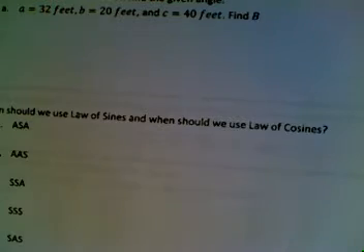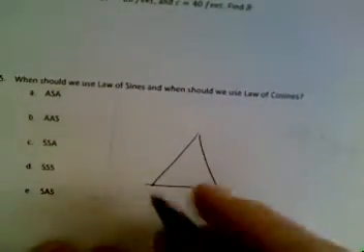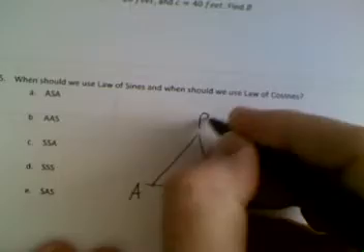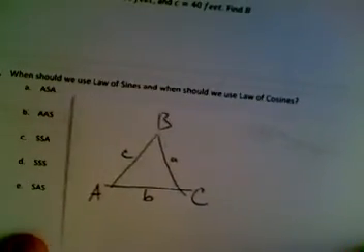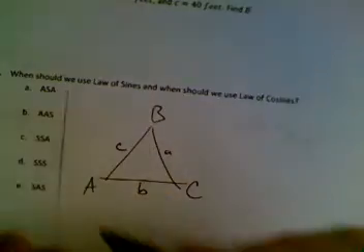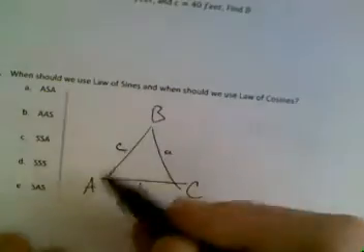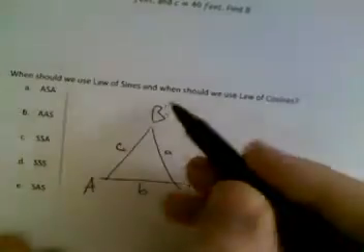We do have the time. I'm going to go ahead and run through number 5. For number 5, it says, when should we use law of sines and when should we use law of cosines? Well, I'm going to draw some triangles here, and I'm going to put A, B, C, little a, little b, little c. And it says, when should we use them? When I have angle, side, angle. So if I have these 3 pieces right here, what should I use?